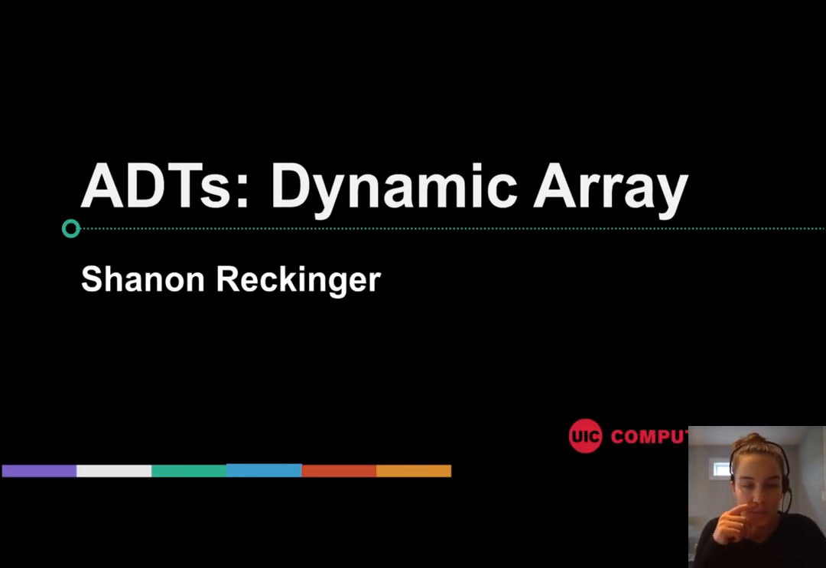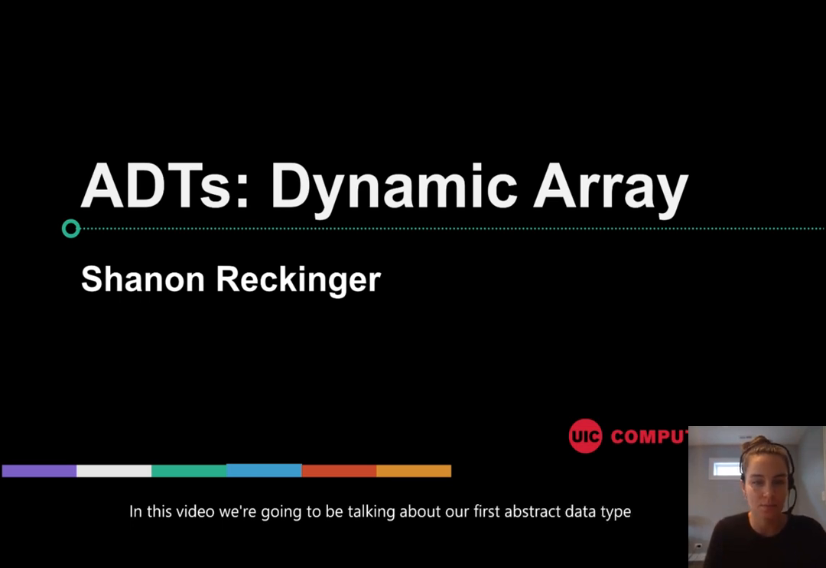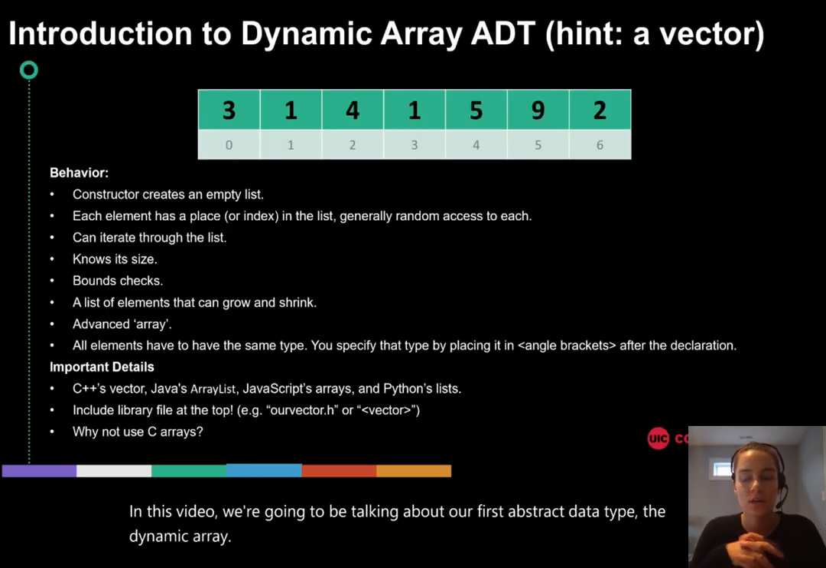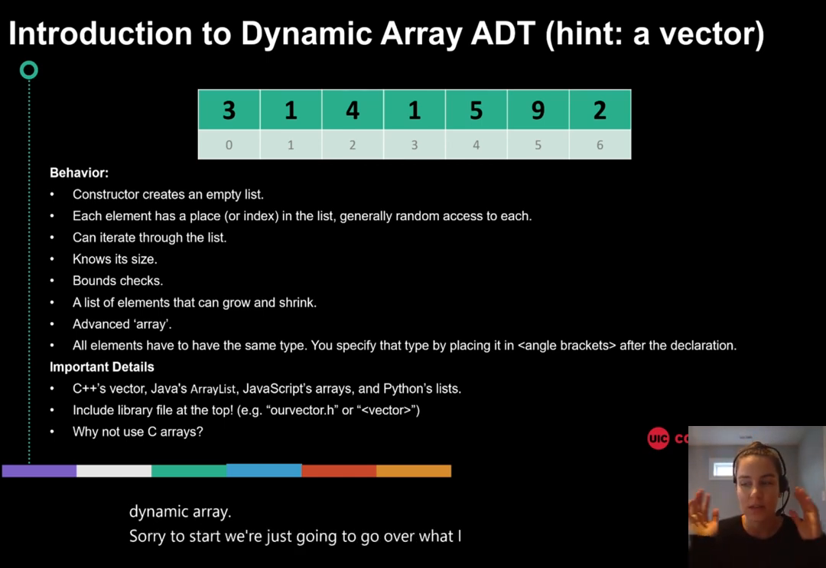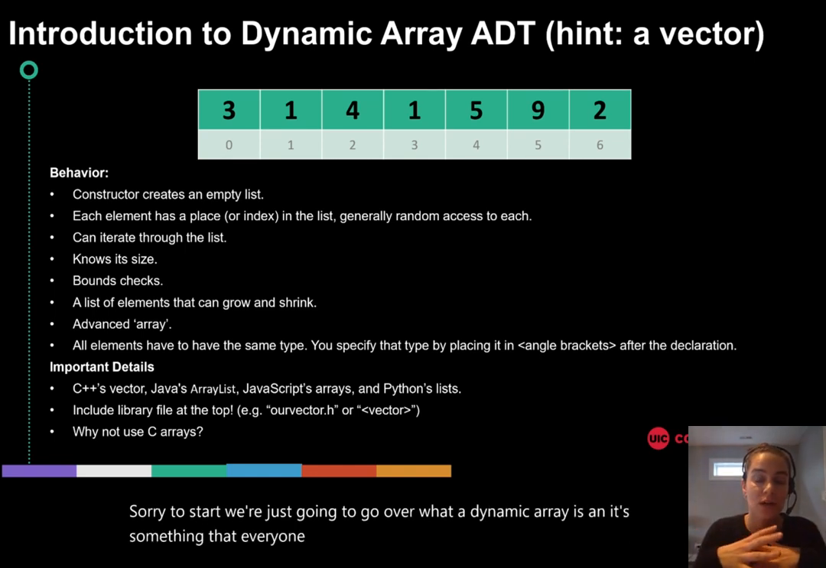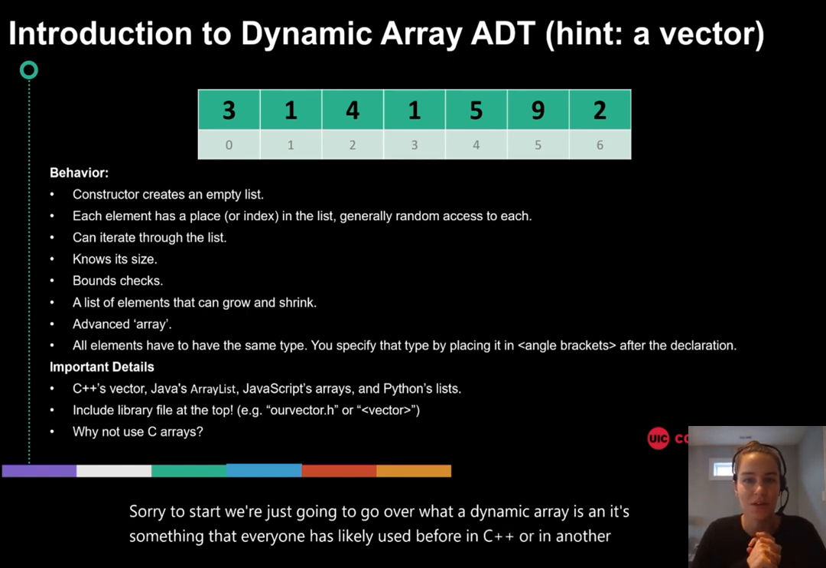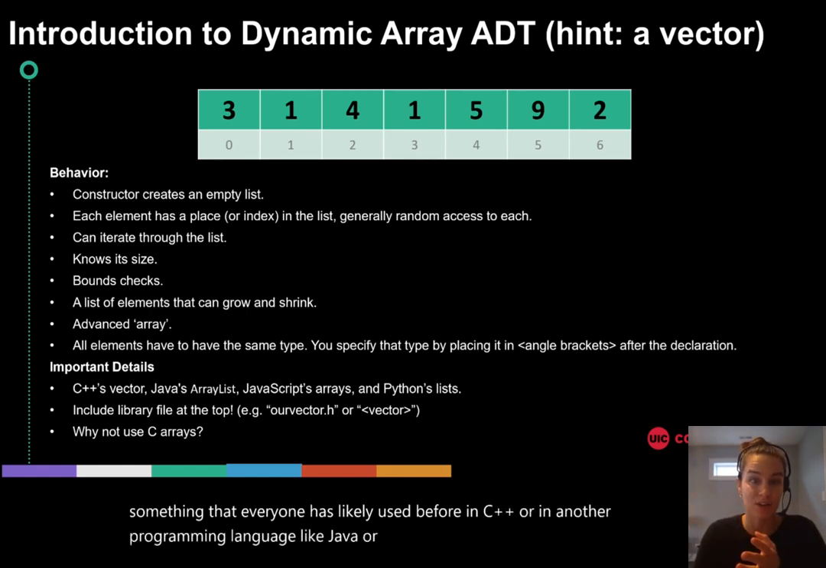In this video, we're going to be talking about our first abstract data type, the dynamic array. To start, we're just going to go over what a dynamic array is. It's something that everyone has likely used before in C++ or in another programming language like Java or Python, and it is the vector.